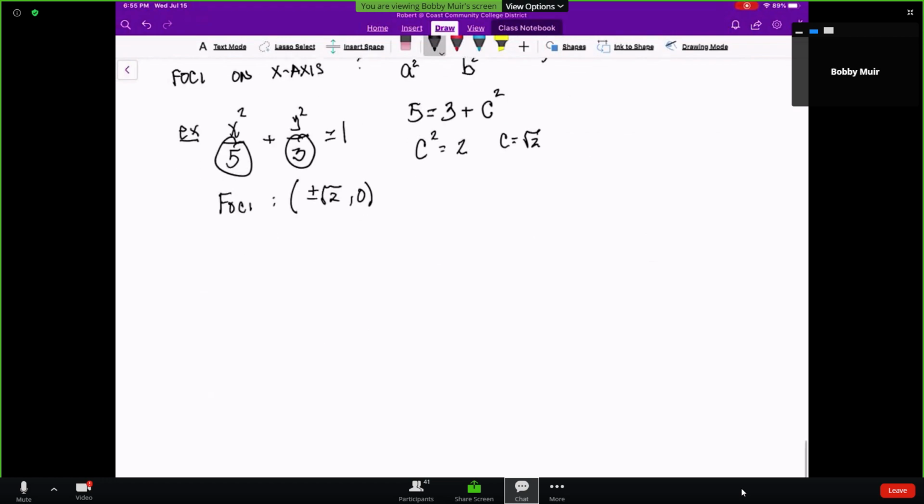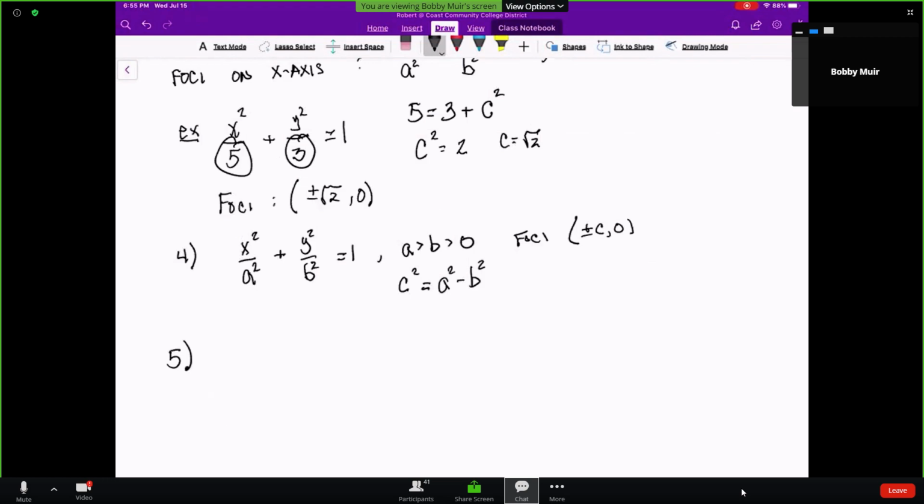In this textbook, he gives us equation number 4, where he says, okay, x squared over a squared plus y squared over b squared equals 1, with a being bigger than b being bigger than 0. This is the ellipse where the foci are at plus or minus c, comma 0, and where c squared is equal to a squared minus b squared.